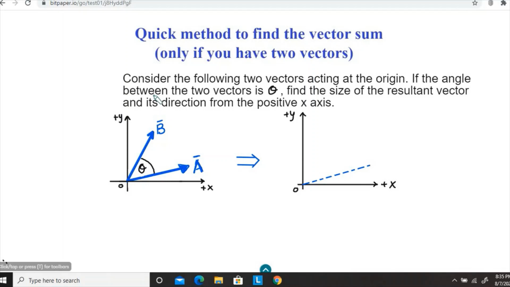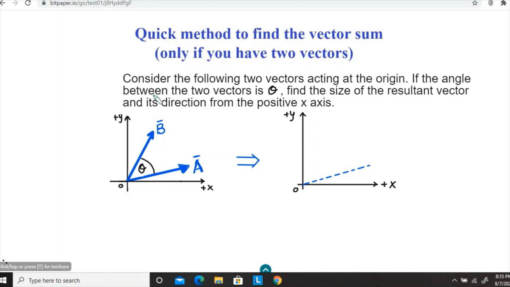Sometimes instead of finding the resultant vector of many vectors, you might just get 2 vectors and you are asked to find the resultant vector. So here I'm going to show you a very quick and easy way to find the resultant vector if only 2 vectors are given. So let's look at this diagram. You can see an A vector and a B vector. The angle between the 2 vectors is theta.